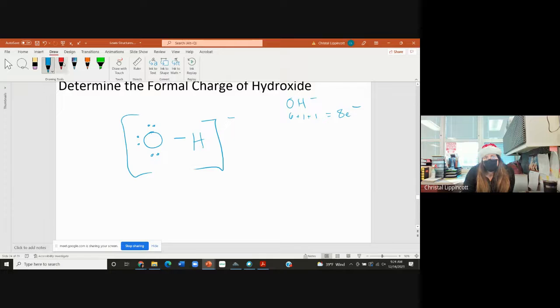For my oxygen, it should have 6. It has 7. So that's a -1 here. Out of myself, this is a -1. And then your hydrogen has 1. It should have 1. So it's a 0. The formal charges then should add up to be the same value as the charge on the ion.